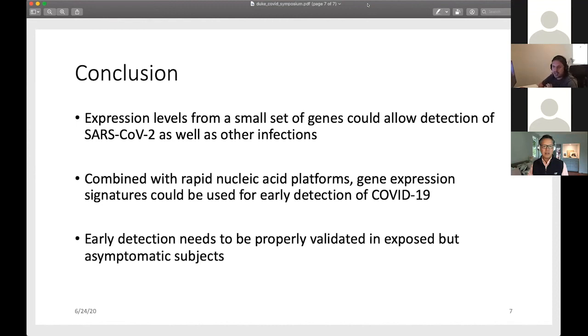As a caveat, I will say that early detection needs to be properly validated on exposed but asymptomatic subjects, for which we are in the process of acquiring an assay. But what I would tell you is that we have worked on influenza, where we can show that similar gene signatures can identify early influenza infections, and this is from a paper that is going to come out soon in Lancet Infectious Disease, which again, combined with the results that I showed you before, gives us hope that these genes in combination are going to be able to detect COVID-19 infections before the symptoms manifest.